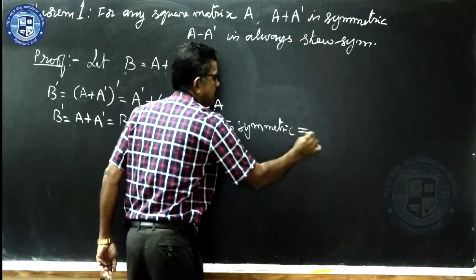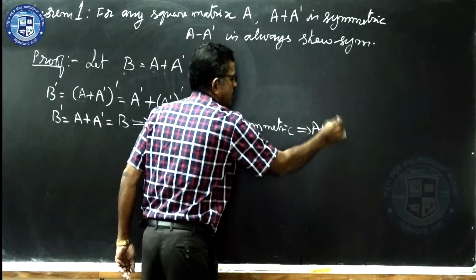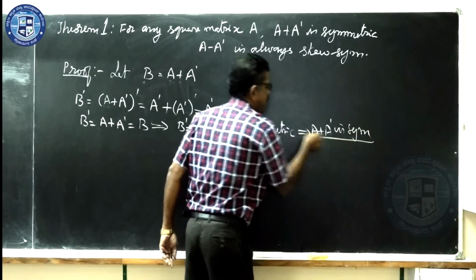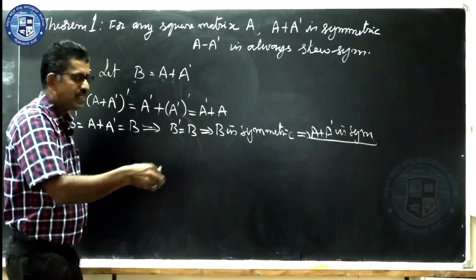What do you mean by B is symmetric? What is B? A plus A dash. A plus A dash is symmetric. That is the first part. What is the second part?